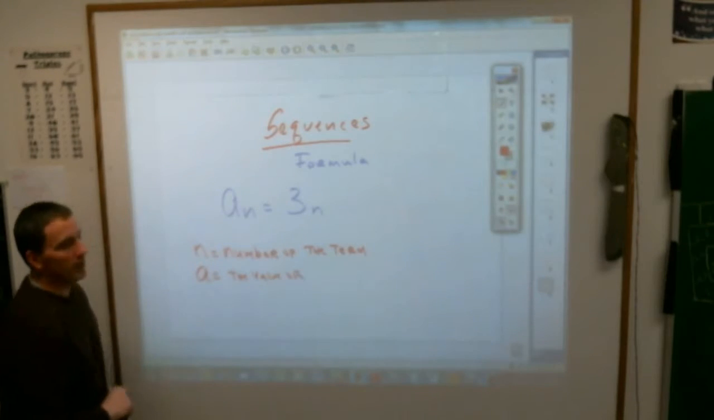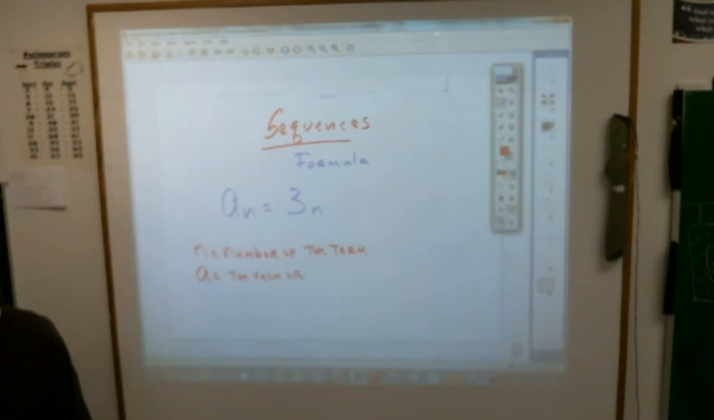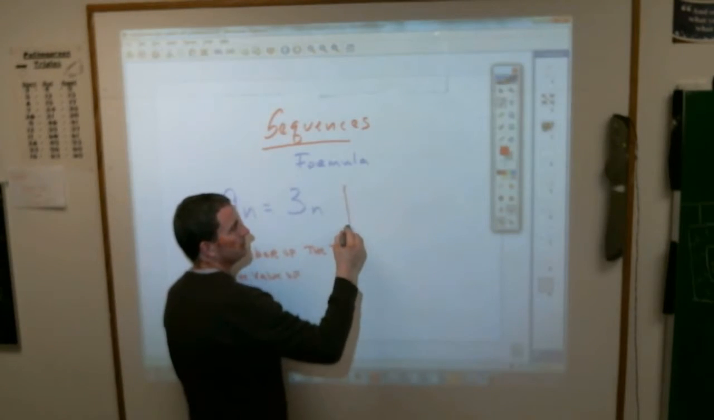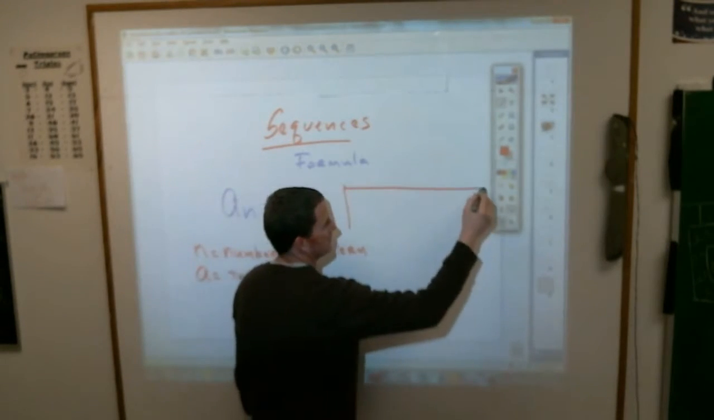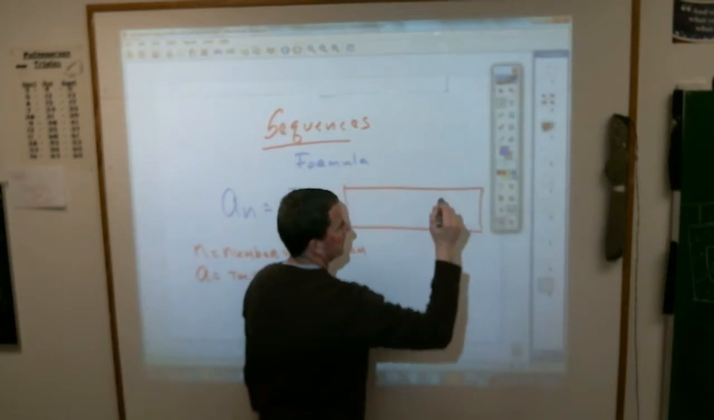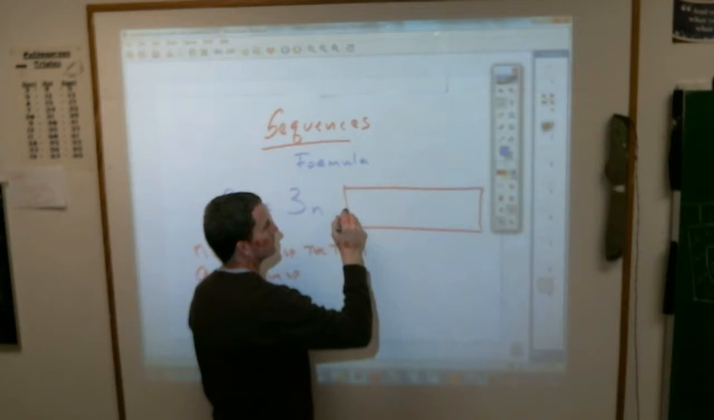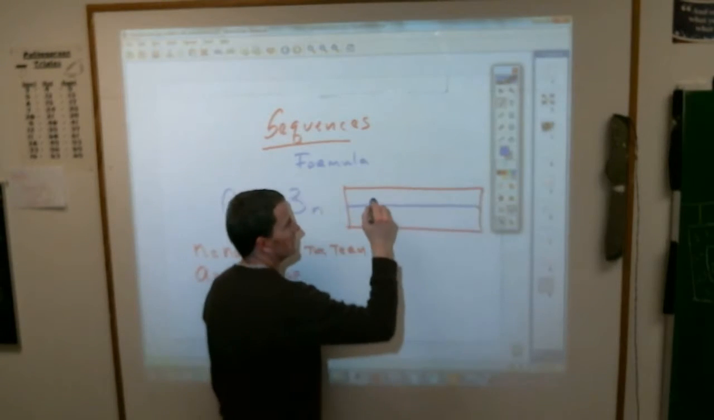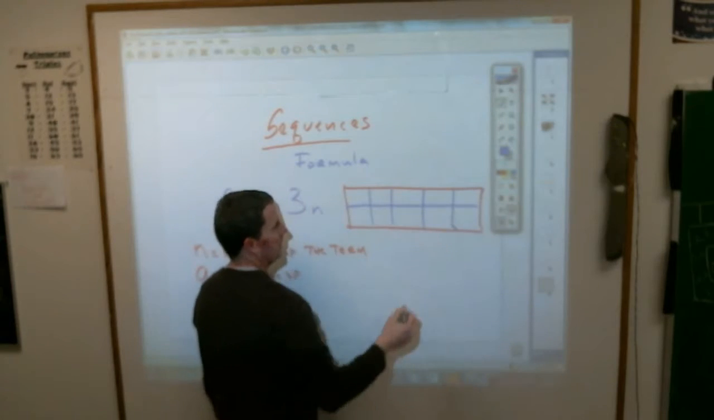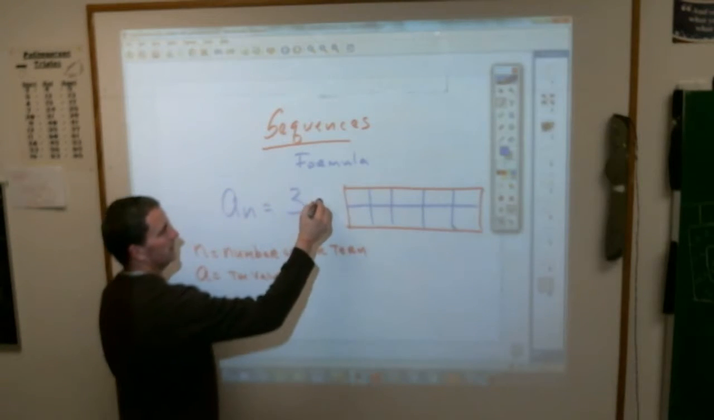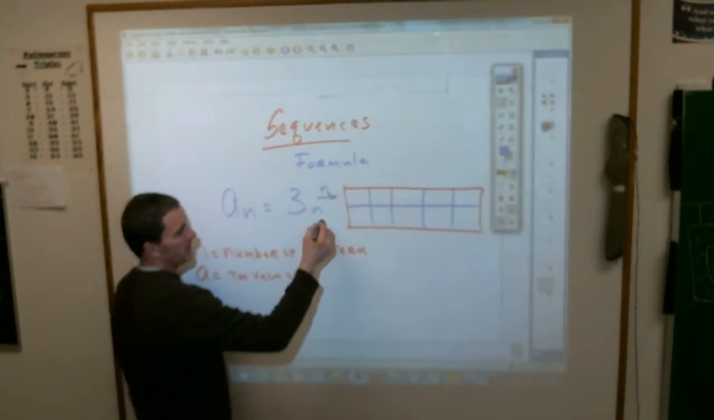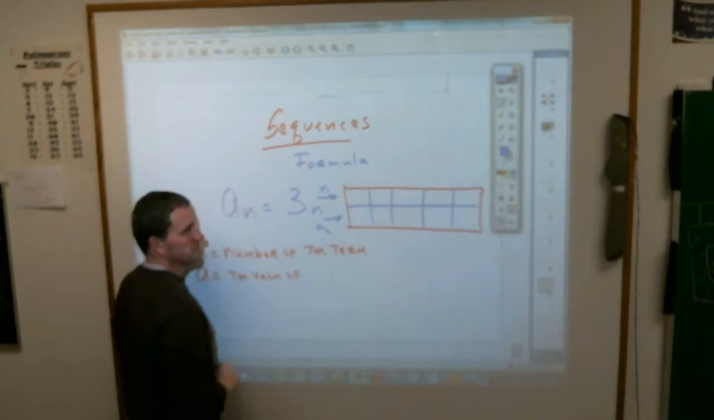If I remember right, last time we made a little table that looked like this. Maybe this will jog your memory. When you think about sequences, you want to think about this: the top row is the letter n, and the bottom row is the letter A.